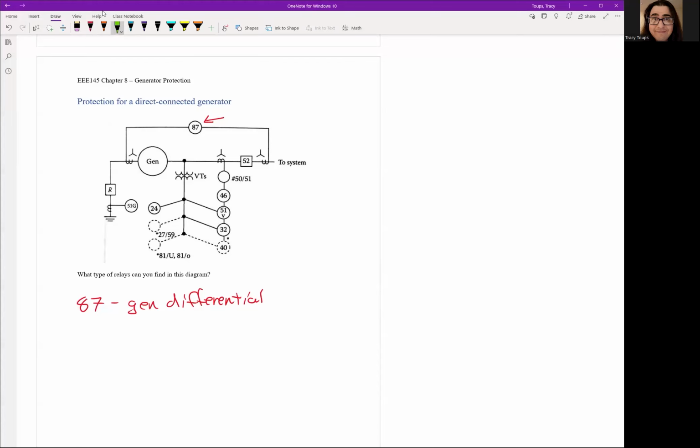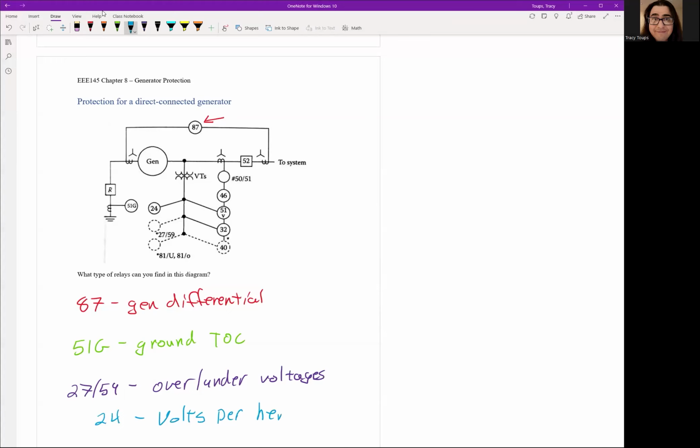Other important ones we're going to see is a 51G. So you typically want some ground protection, so you have ground time overcurrent, TOC. You typically see some voltages. You want to make sure your generator runs in the correct voltage level. So 27/59, this is over and under voltages for small generators. And then you'll have a 24 relay, which is a volts per hertz, which we'll talk about soon, probably next class period.